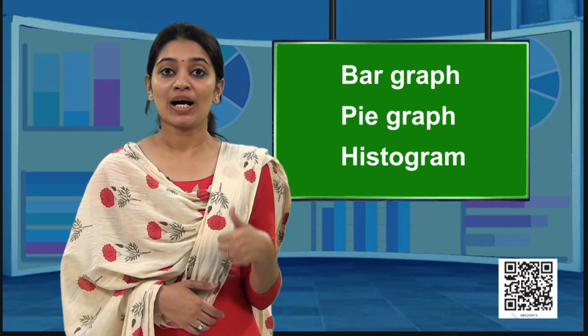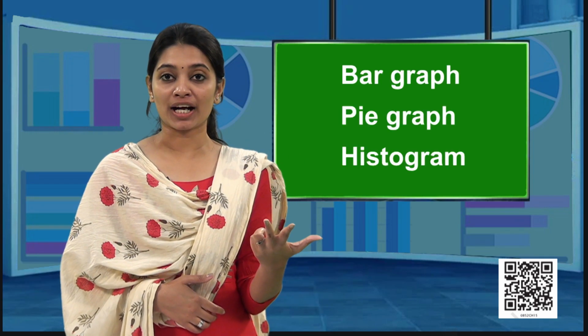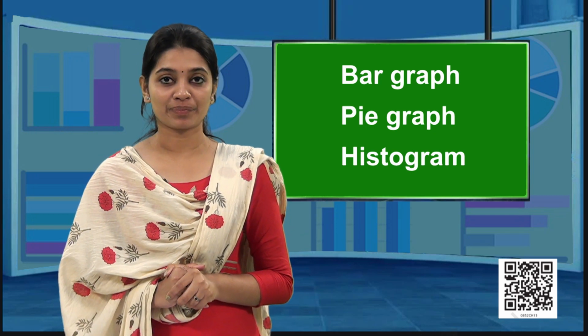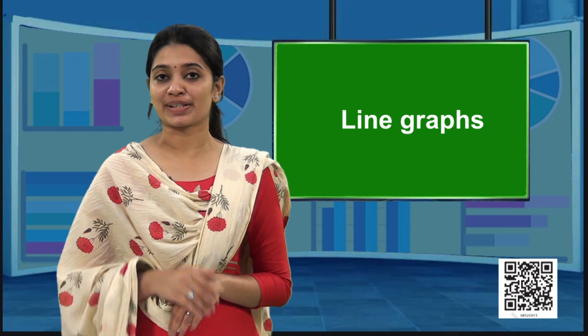Now, let us recall what are the things we have learned today. We have learned different types of graphs. What are those? Bar graph, pie graph, histogram and their examples. And we also learned what line graphs are and their examples. We will continue our discussion on line graphs and their application in the next class.